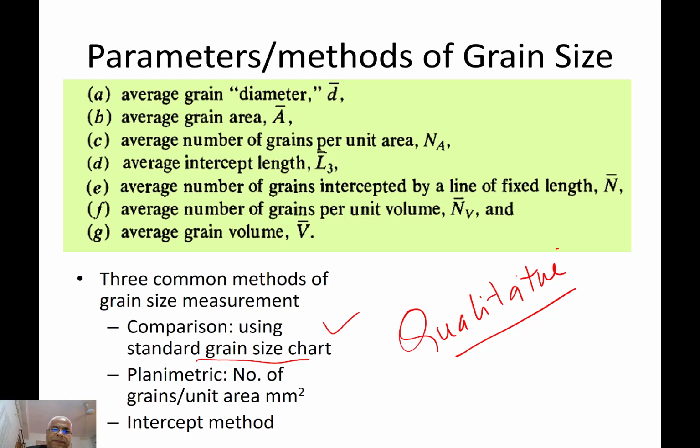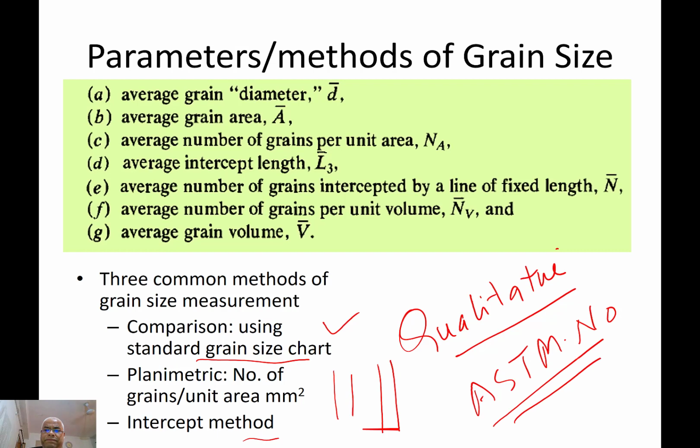Another method is the planimetric method, in which the average number of grains per unit area is identified, and in the intercept method, the average intercept length is identified, and in all these cases the grain size is expressed using the ASTM number, which indicates the grain size of a microstructure.